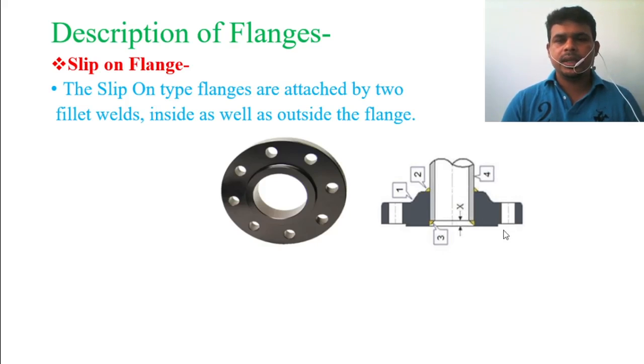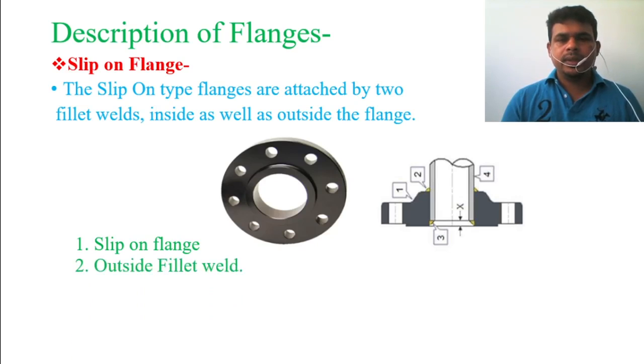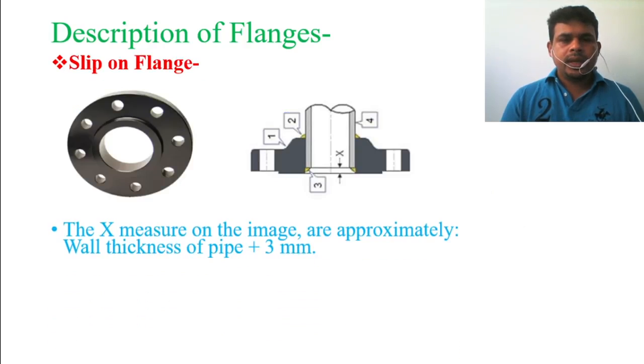So let's see the description of all these things. Number 1 is the slip-on flange. Number 2, outside fillet weld. Number 3 is the inside fillet weld. Number 4 is the pipe. They mention X, you can see in the picture, X is the pipe to flange face distance. The X measure in the image is approximately the pipe wall thickness plus 3 mm. So you should keep this minimum gap from pipe to flange face: pipe wall thickness plus 3 mm.